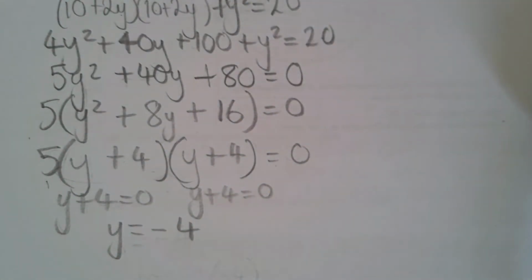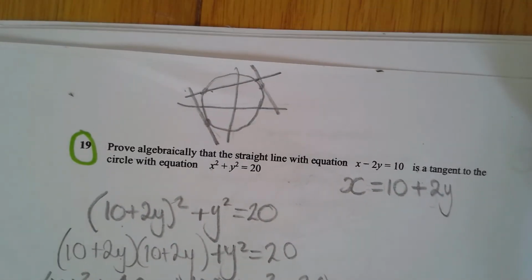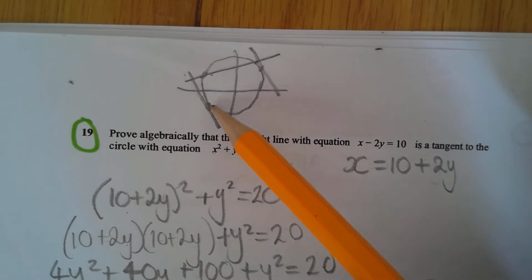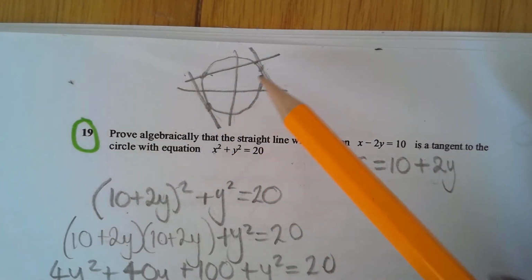That's a good sign because we've only got one y value. Because when we look up here, remember, we only want one coordinate to show that it's a tangent. We just want one coordinate.